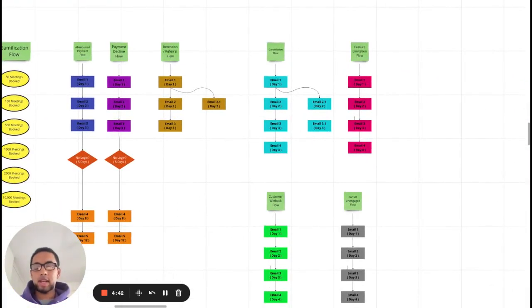We obviously have the retention referral flow. So this is for people who have been using your SaaS platform for 30 days, 60 days, 90 days. We can choose any of those triggers. And for those people, we send them a specific offer for referring other people.